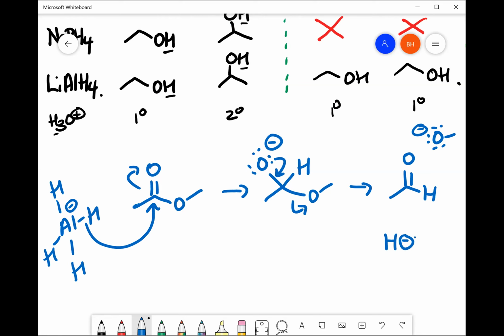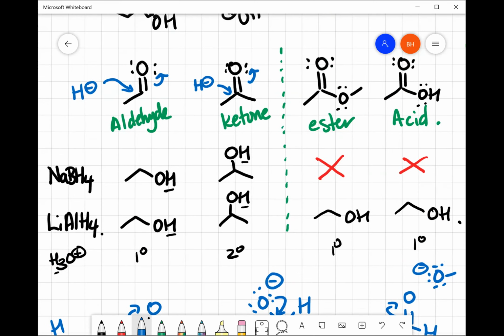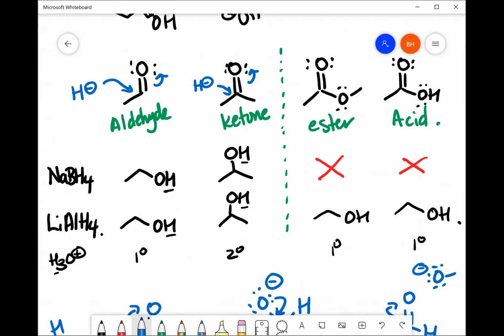Then the hydride attacks a second time, and this gets protonated with the acid when you finally stop the reaction. So you basically end up with the primary alcohol. Sodium borohydride is incapable of doing this, but lithium aluminum hydride will reduce both of these in a similar fashion to the primary alcohol. So that's the first thing we basically did.